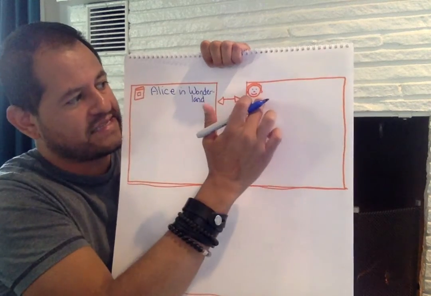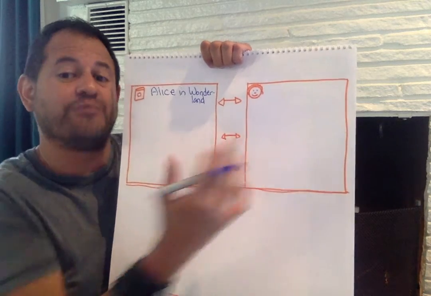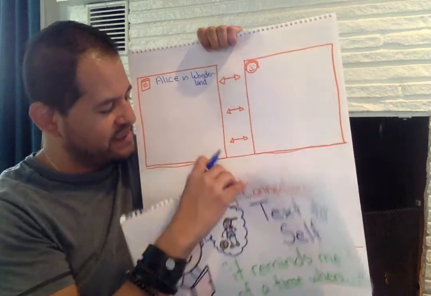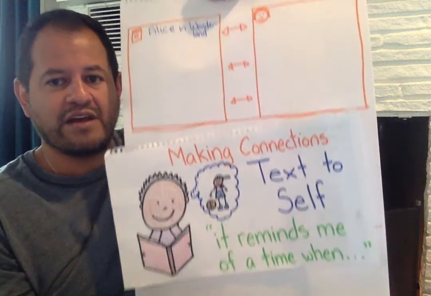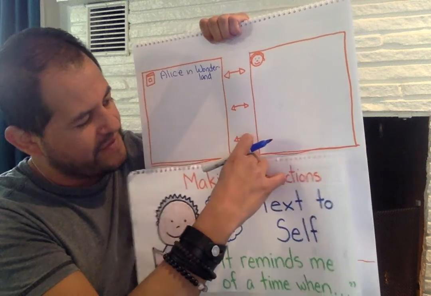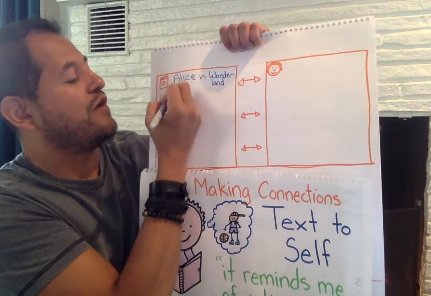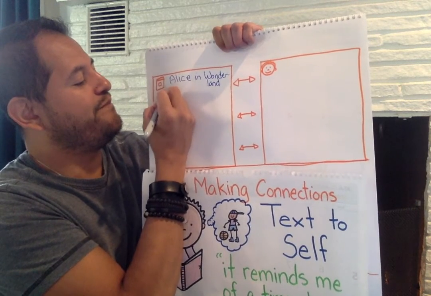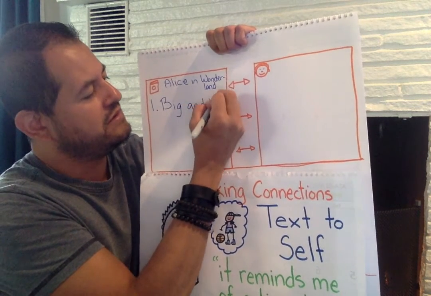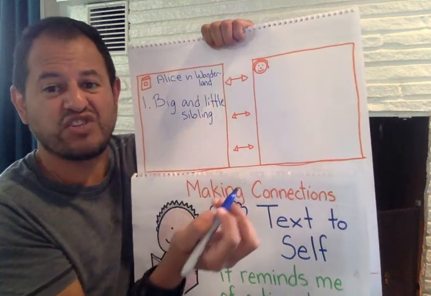Now, in this box, there's a picture of my little head, my floating head. That's where I'm going to put my connections. Now, I can put 1, 2, 3, as many as I have. So I'm going to look back here. I'm going to stick my making connections here just so I remember. Again, making connections, text to self. It reminds me of a time when, now, for me, I'm going to do maybe like a 1. It was the big and little sibling. Sometimes writing is hard for me, so you might want to draw a picture.